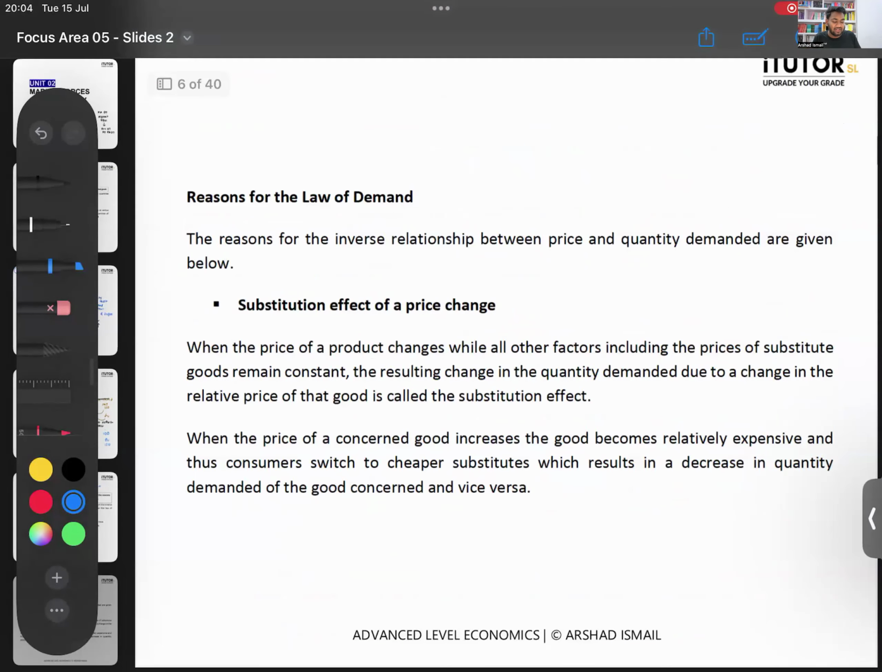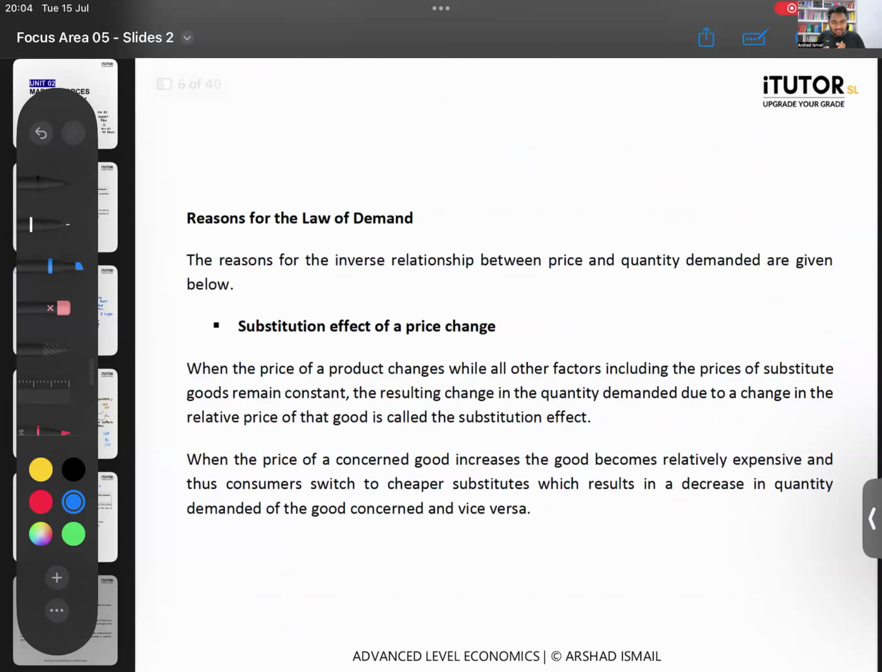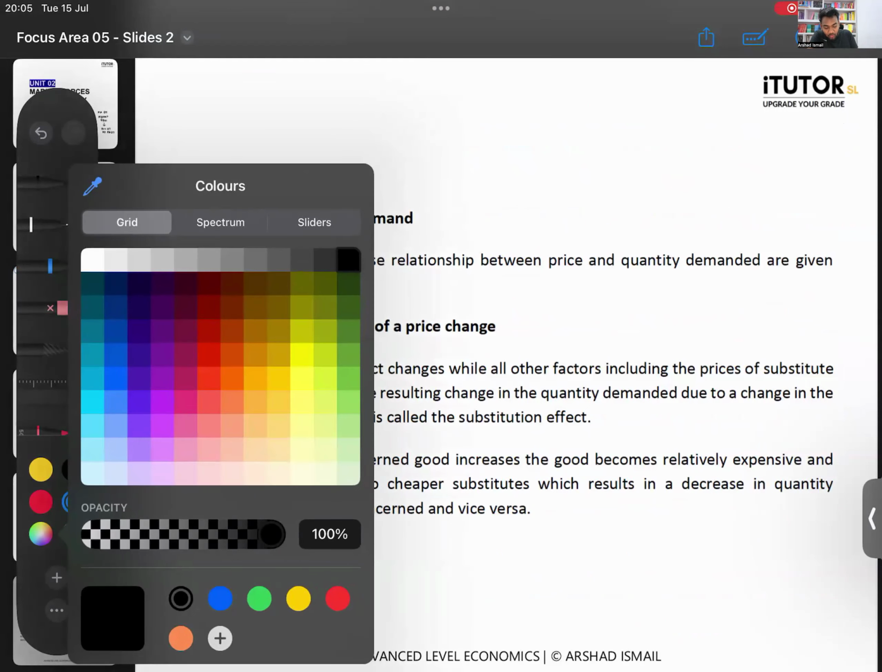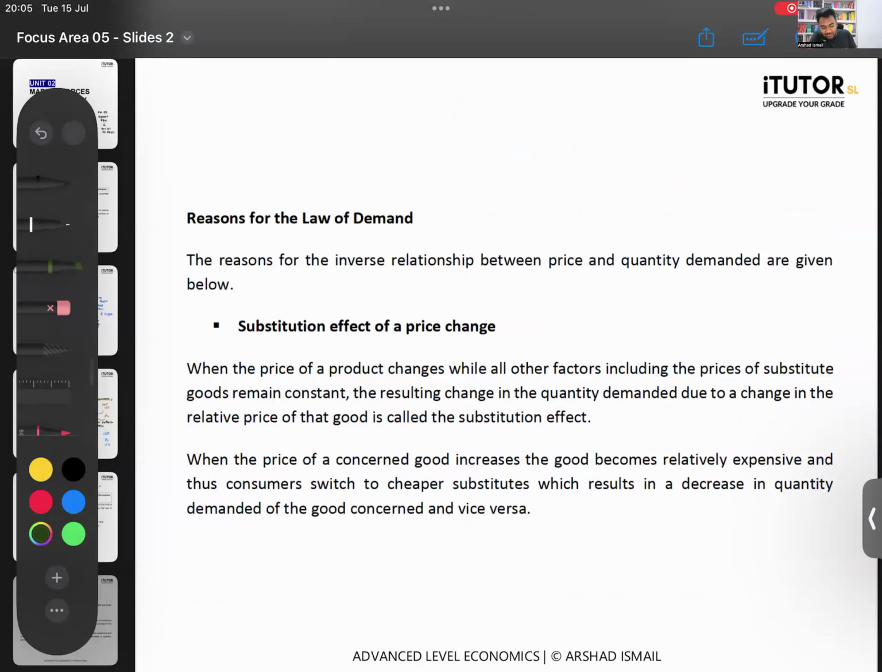Why is there a negative relationship? Why, when the price increases, does the QD come down? So that's an interesting story. To explain the negative relationship, I'll talk about the difference between demand and QD. That part is there, I'll come to it. So you have two main reasons. One is the substitution effect. Let me explain this in very simple terms. Please focus and understand. Don't go and write nonsense. Okay.